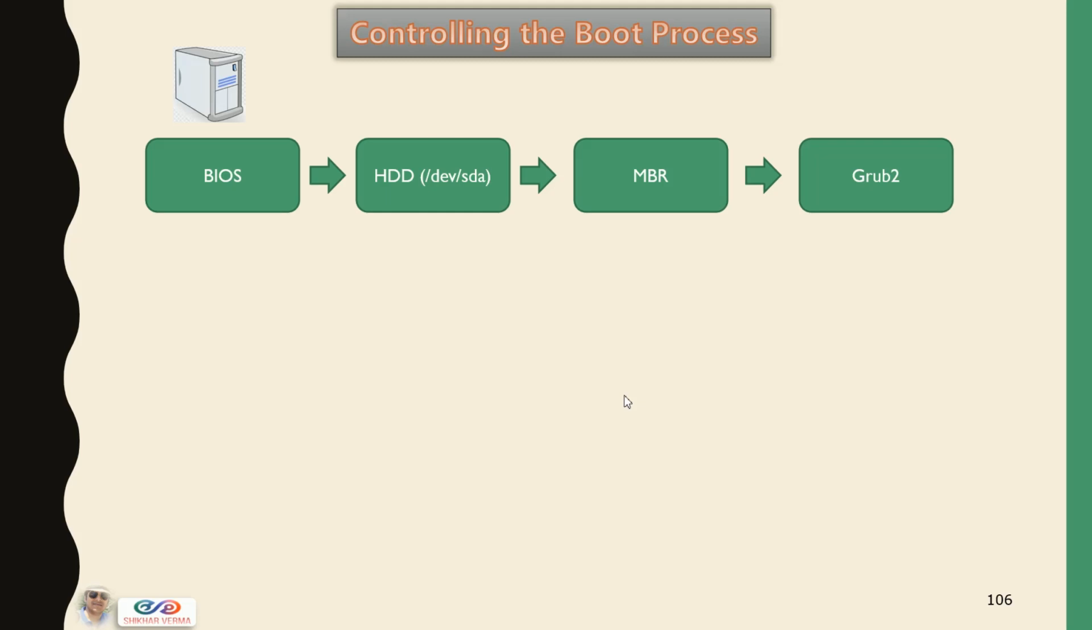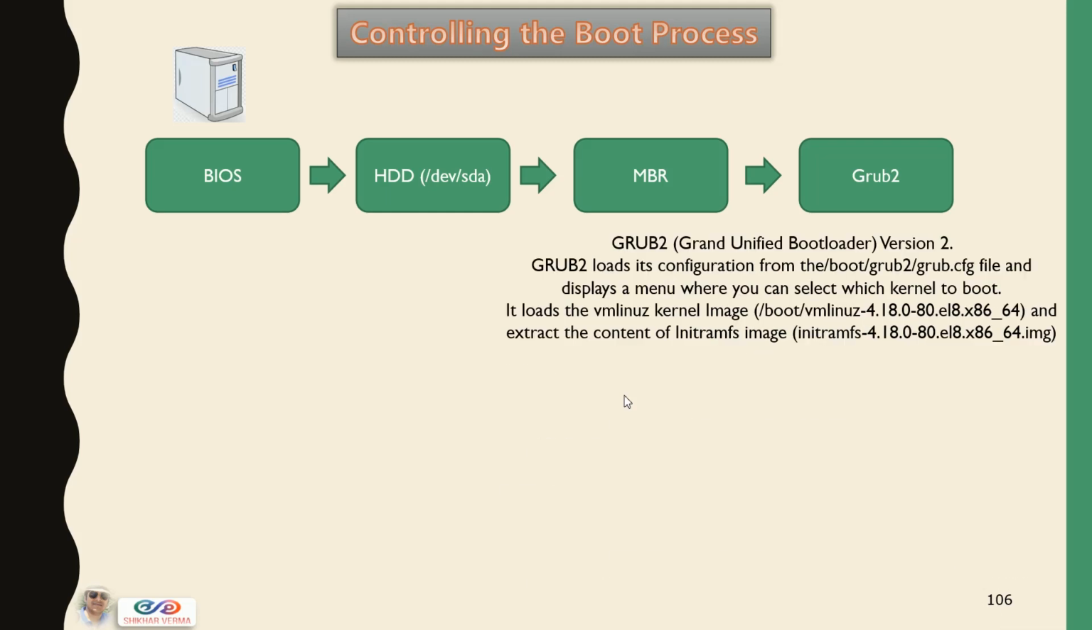Now my system has reached GRUB 2, that is the Grand Unified Bootloader version 2. Its functionality, simply, is to load the kernel into the memory. But the question here is, which kernel will the system boot from, and which initramfs?